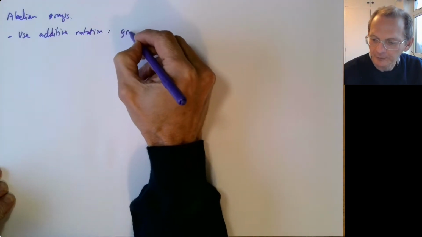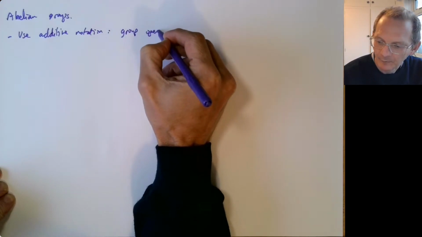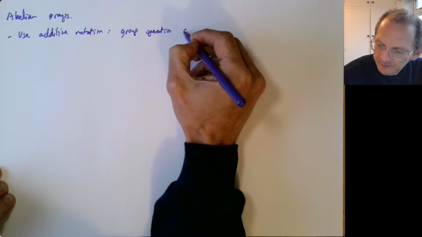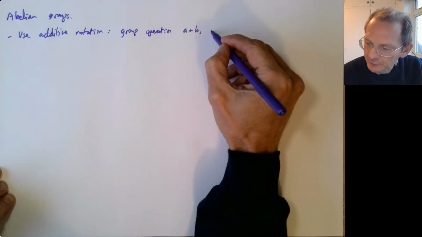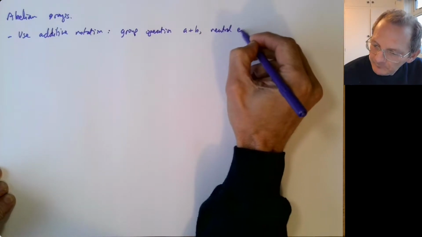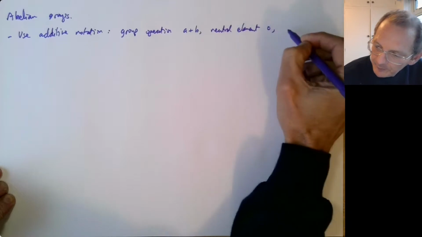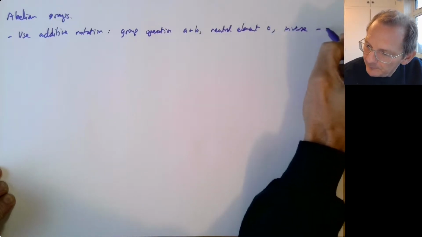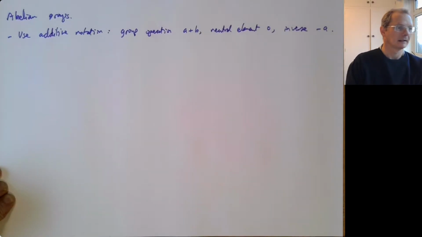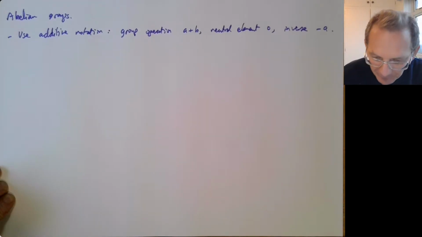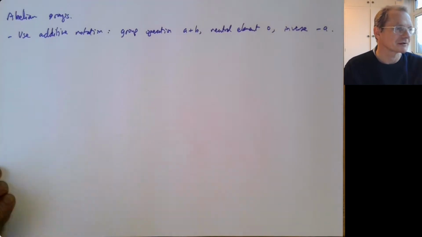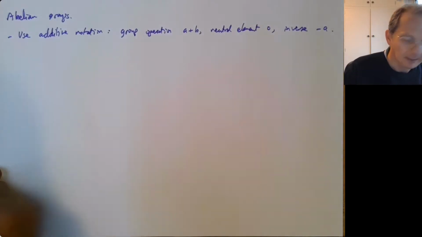So our group operation is written as a plus b. The neutral element is 0, and the inverse is minus a for a. Okay. So you know, the abelian group, say integers under addition, is a basic example of that.